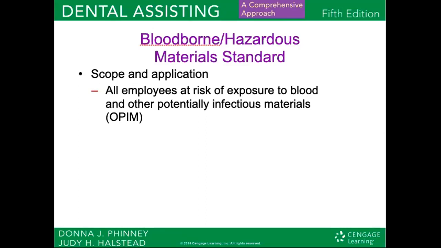The bloodborne hazardous material standard's scope and application includes all employees at risk of exposure to blood and other potentially infectious materials. So this is otherwise known as OPIM, or other potentially infectious materials. The standard applies to all employees who may come into contact with blood and OPIM. This includes part-time employees, designated first responders, mental health workers, and exposed medical personnel. OPIM includes saliva, cerebrospinal fluid, unfixed tissue, semen, vaginal secretions, and body fluids visibly contaminated with blood.